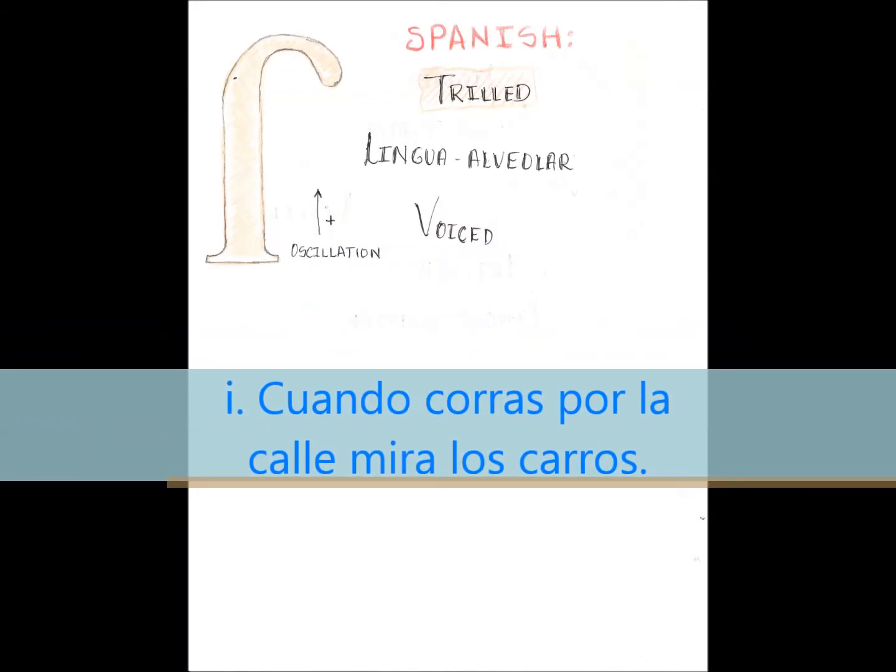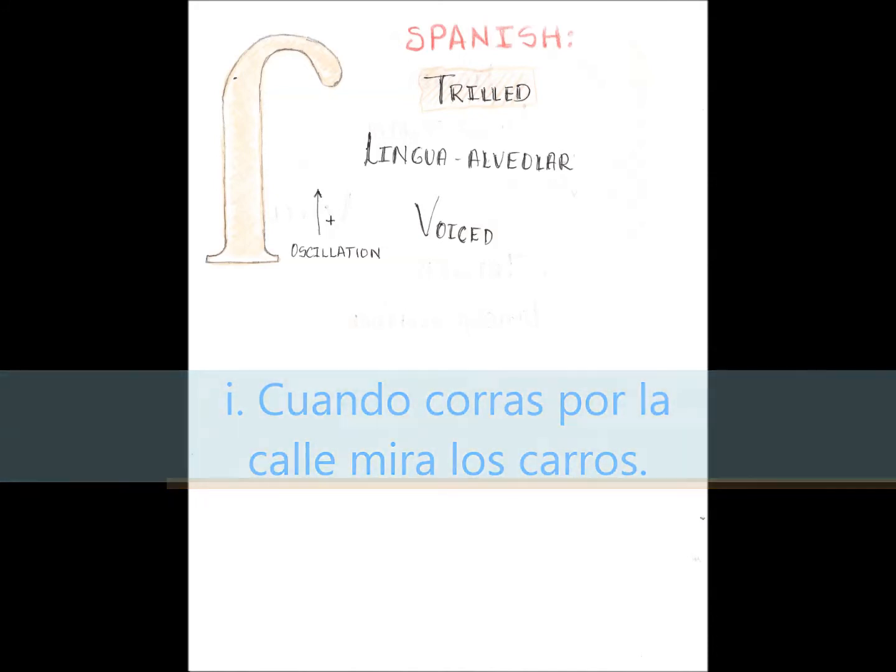Again, this phoneme exists only in Spanish. It is a trill, lingual-alveolar, and voiced sound. As you can see, this phoneme has the same characteristics as the R, but the R has a period of oscillation much larger than the first one.